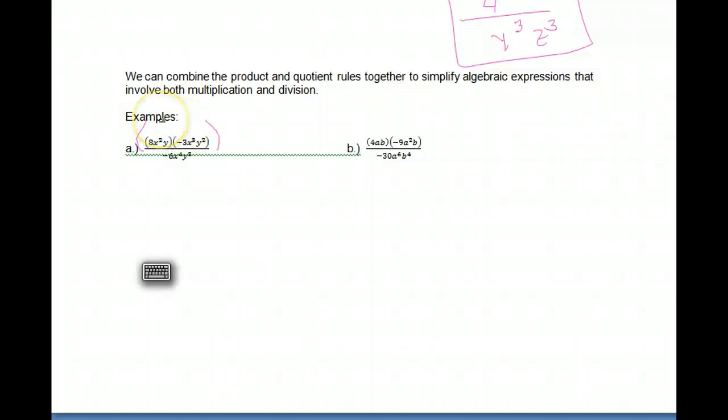So we're going to actually start by multiplying across the numerator, across those quantities. So 8 times negative 3 makes negative 24. X squared times x cubed makes x to the 5th when we add those exponents. And y times y squared makes y cubed when we add those exponents. We're going to leave the denominator the same. It's negative 6, x to the 4th, y cubed.